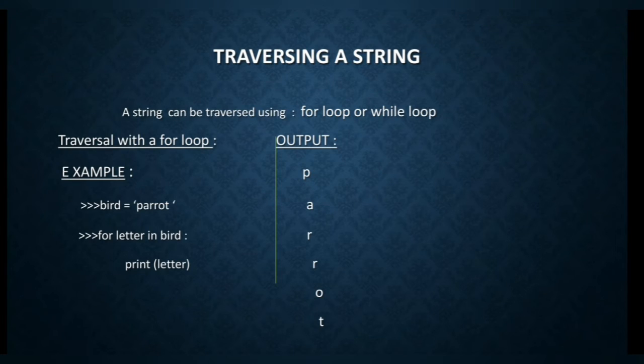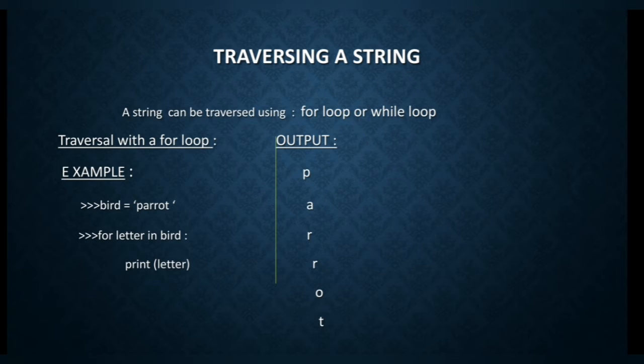Okay, traversing a string means accessing all the elements of the string one after another by using the index. A string can be traversed using a for loop or a while loop. Here is the example for traversal with the for loop. On execution of the for loop, the characters in the string are printed till the end of the string is not reached. bird = "parrot", for letter in bird: print(letter).